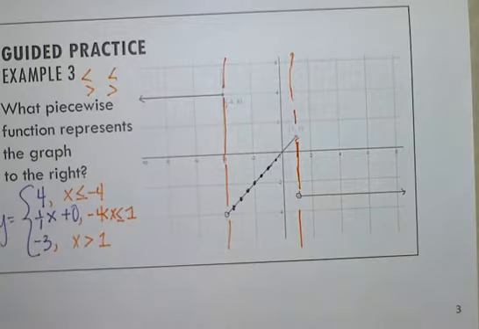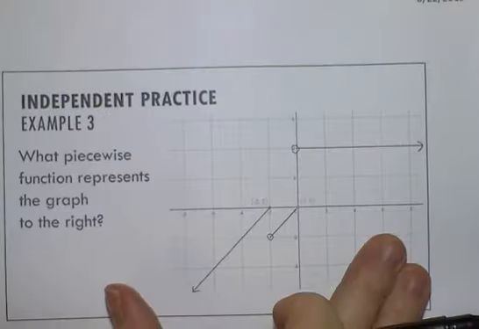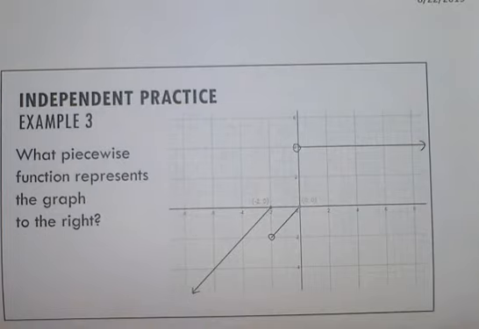Flip to example 4, please. Or maybe it says independent practice 3. And right now, there's one thing that's going to make this difficult, only one thing, other than determining this last part of the function. What's the first part that makes this difficult? Tell your partner.